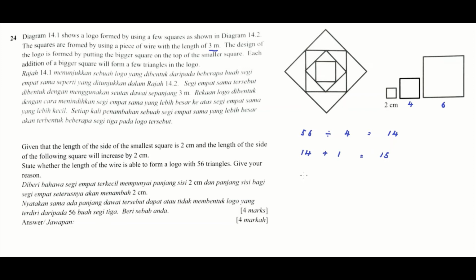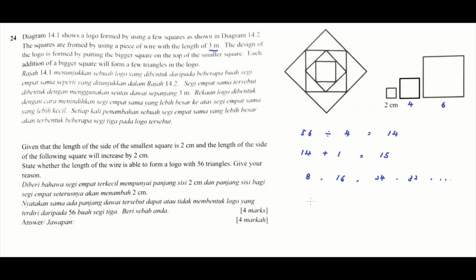So let's try to find it out. I want to find out whether the total length is enough for me to form 15 squares here. In this case, for the first square, I actually use up 2, 2, 2, 2, which means I use up 8 centimeters. Then when I move to the other one, it's going to be another 4 sides, so I use up 16 centimeters. When I move on to the next one, it will be 24. Another one will be 8 times 4, which gives me 32 and so on.